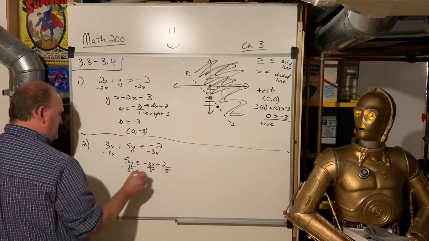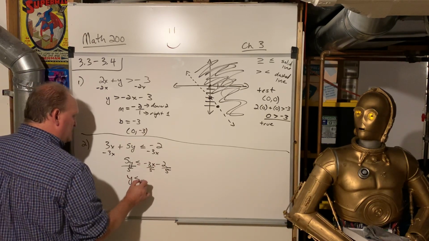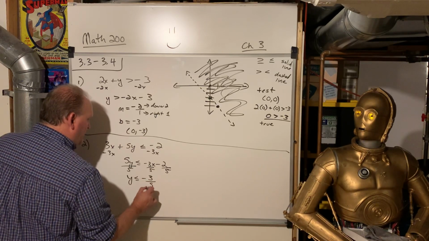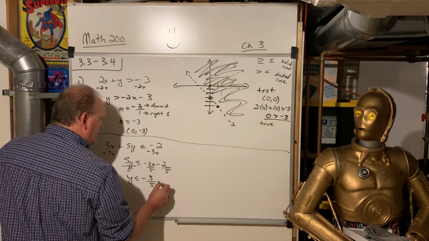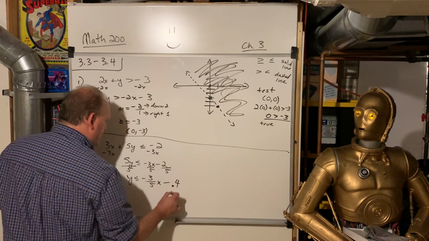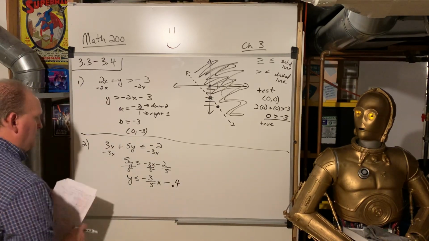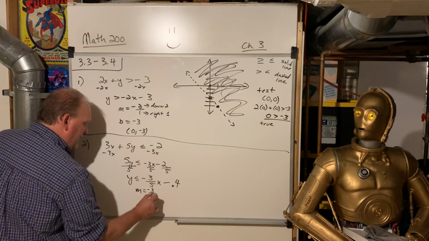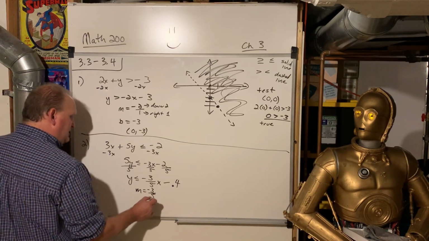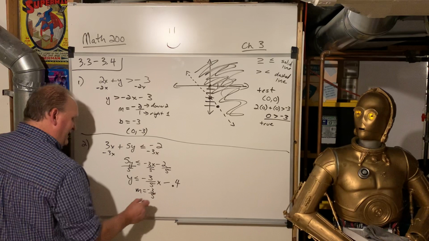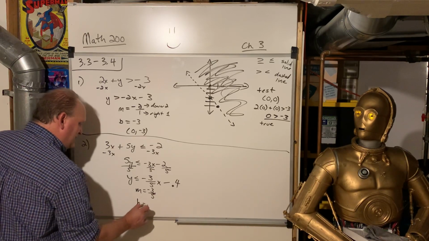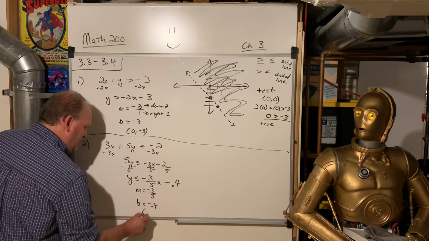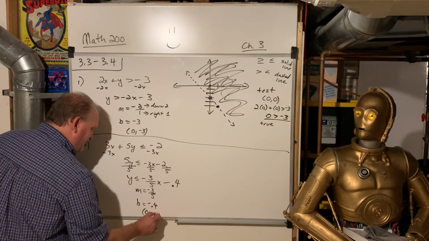Ooh, that's an ugly starting point. So we're going to make that into a decimal. We leave this negative 3 over 5x. We make that into minus 0.4. All right? So I've got my slope is negative 3 over 5. That is down 3 to the right 5. And b is negative 0.4. That is 0, comma, negative 0.4.